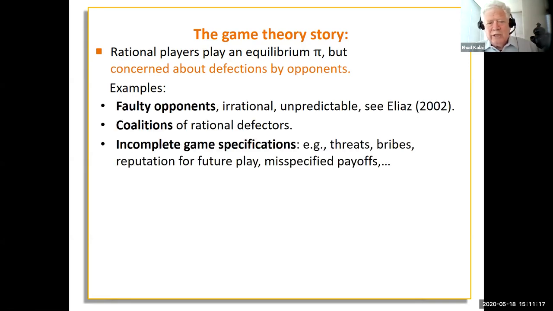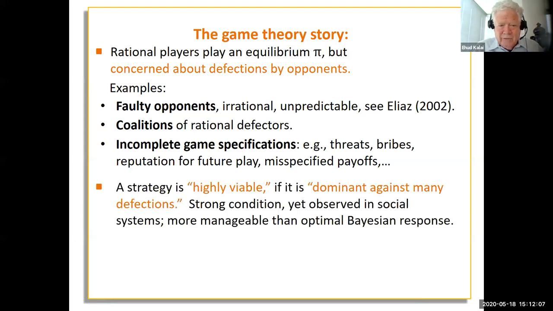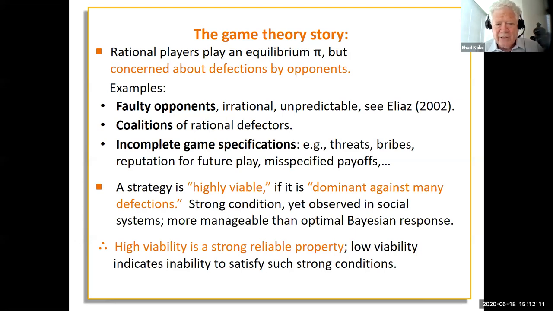And there are many reasons why opponents may not play the equilibrium. For example, as in Elias's paper, the opponents may be irrational and unpredictable. Also, unlike NASH equilibrium, coalitions of rational defectors may defect by cooperating, as we know from solution concepts like coalition proof equilibrium. And there may be incomplete game specifications. Maybe some of the players are threatened or bribed, or maybe they are playing this game to create reputation for future games. There are all kinds of things of this type that may not have been specified in the payoffs of the game under consideration. So I should anticipate that the game I wrote down is not perfect, and for whatever reasons, players may act differently, and I want to take that into account. For this reason, I'm going to say that a strategy is highly stable if it is dominant against many such defections.